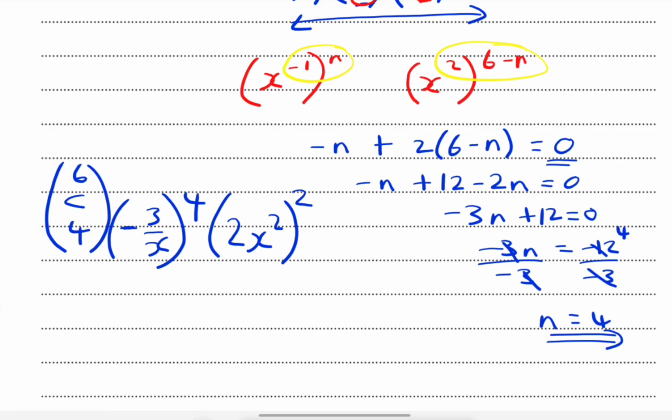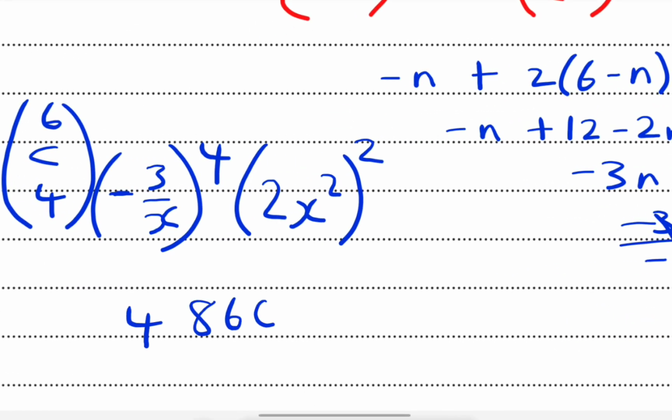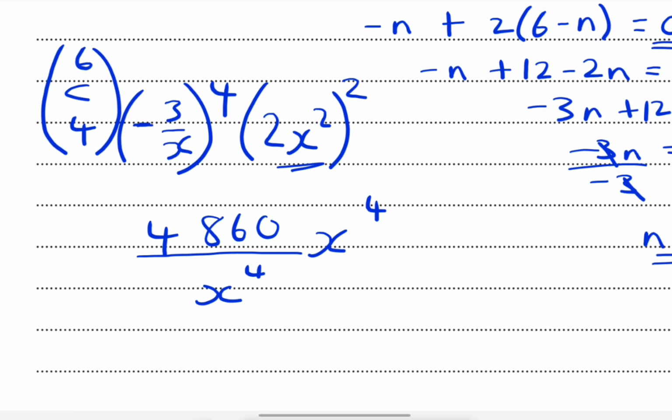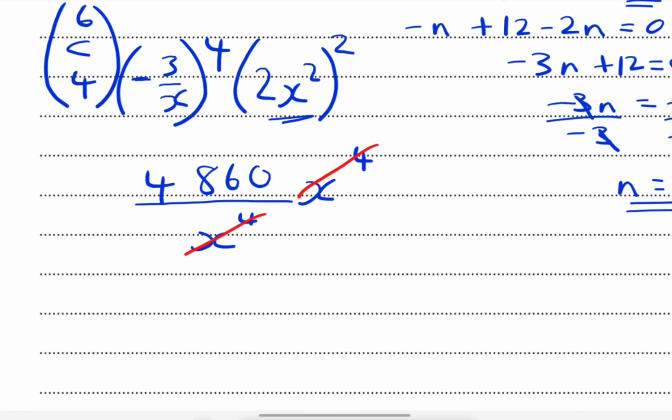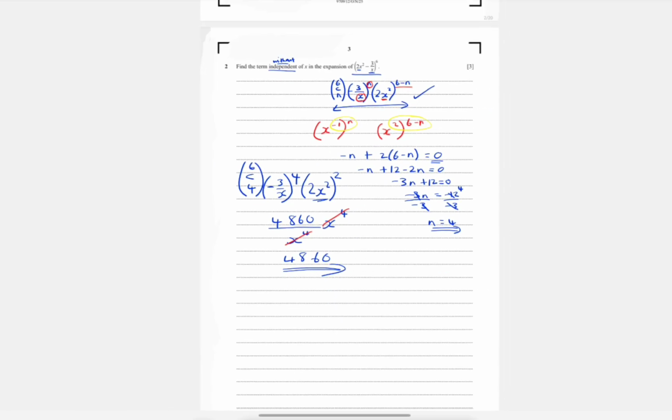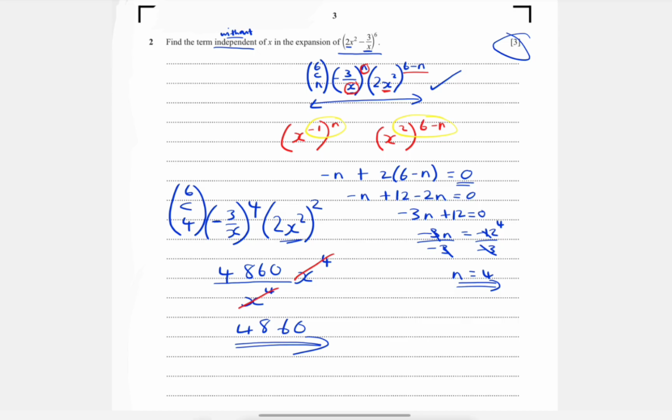Let me remove the minus. I think I punched it wrong. 3 to the power 4 there, because it's going to be positive. Let me do it again. 6 choose 4 is 15, times 3 to the power 4, then times 2 squared, which is 4. I'm getting 4860. Then I have x to the power 4 for this part and x to the power 4 for this, and these two will cancel out, giving us a term independent of x, which is 4860. And that will be our answer for this one, to give us 3 marks.